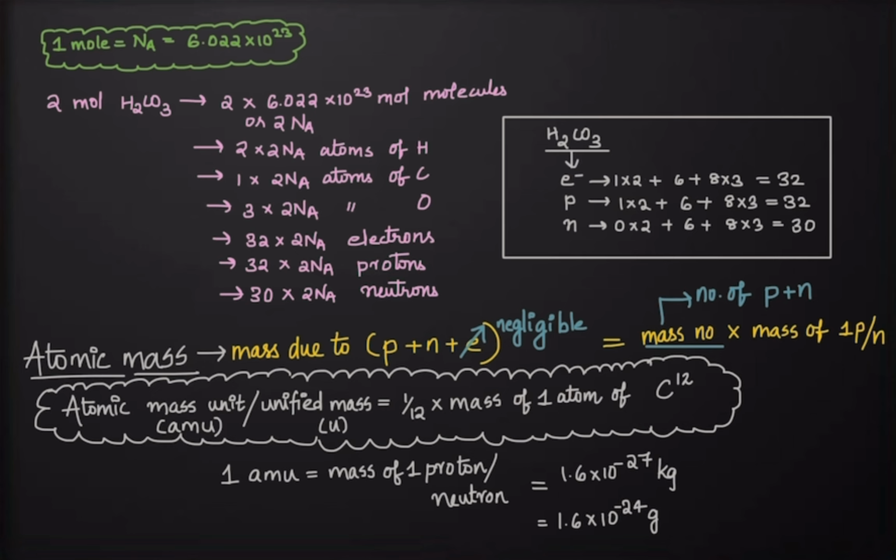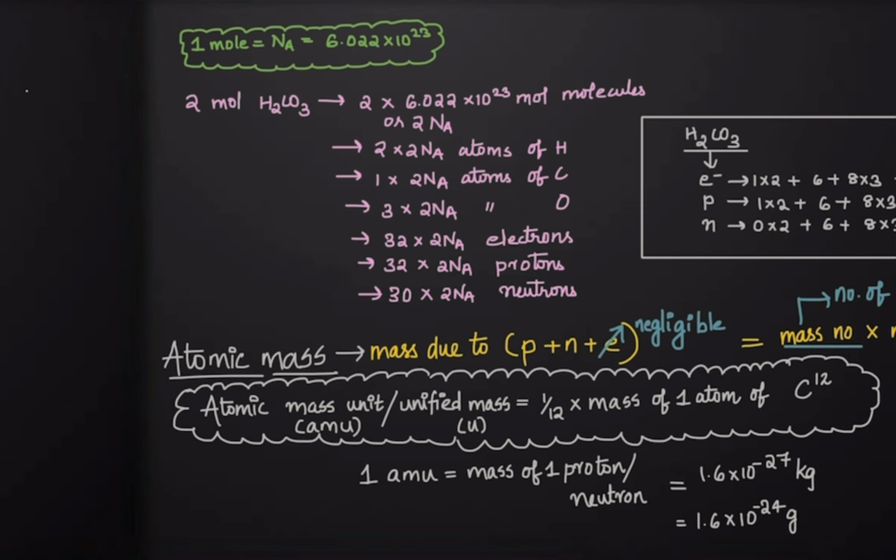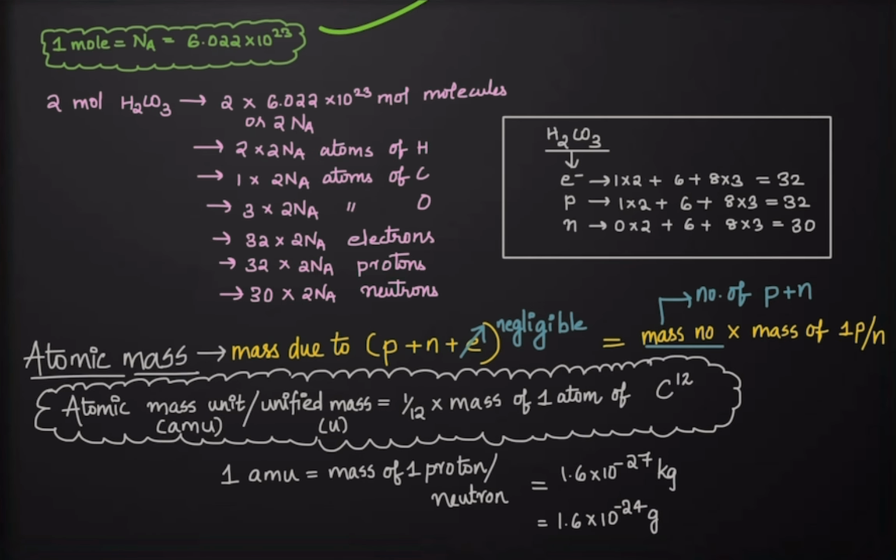And then 1 mole means 1 mole of particles, 1 mole of anything, means 6.022 into 10 raised to 23. That means 1 mole of atoms means 6.022 into 10 raised to 23 atoms. 1 mole of molecules means 6.022 into 10 raised to 23 molecules. 1 mole of packets means 6.022 into 10 raised to 23 packets. 1 mole of chocolates means 6.022 into 10 raised to 23 chocolates. Anything 1 mole means 6.022 into 10 raised to 23.